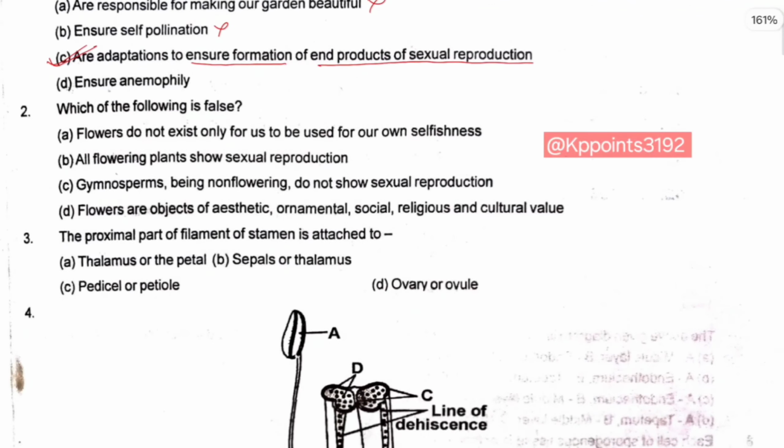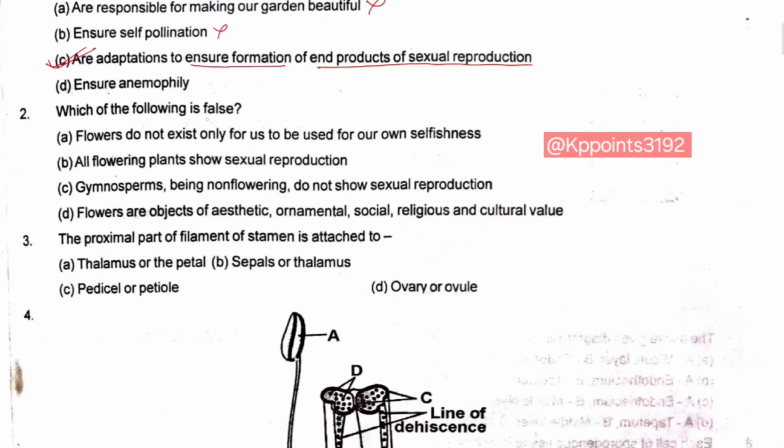Now question number 2. Which of the following is false? Flowers do not exist only for us to be used for our own selfishness. Yes. Next, all flowering plants show sexual reproduction. No, all flowers don't show sexual reproduction. Third, gymnosperms being non-flowering do not show sexual reproduction. Yes, correct. Flowers are objects of aesthetic, ornamental, social, religious, and cultural value. Yes, so the false one is answer B.